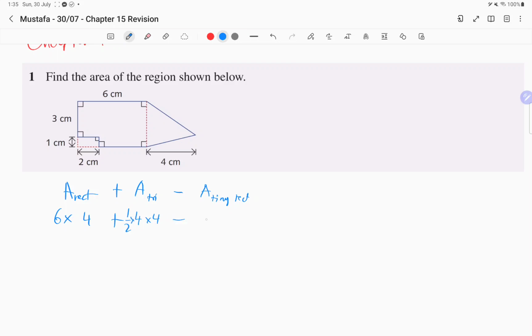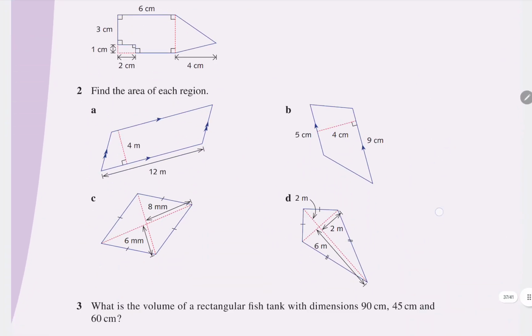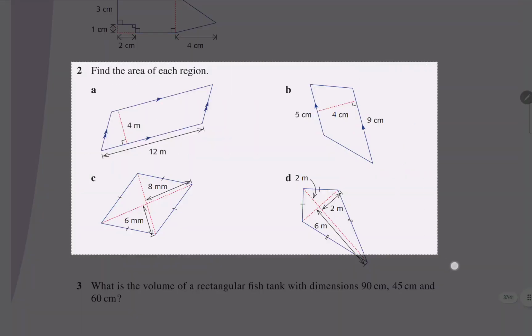And area of the tiny rectangle? That's 1 times 2. That's right. Work it out and you'll be done. Okay? Easy enough. Moving on. Question 2. Find the area of each of the shapes here.